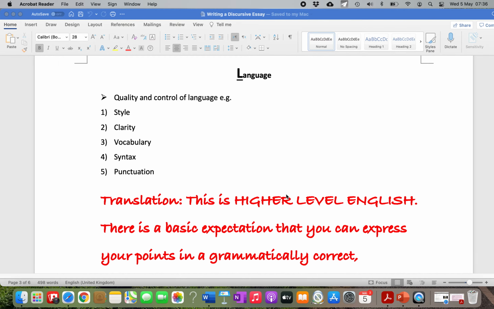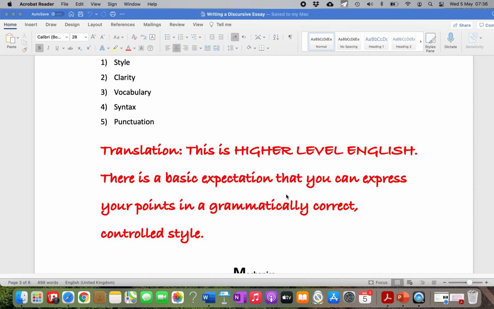The translation is, look, this is higher level English. There is a basic expectation that you can express your points in a grammatically correct, controlled style. So again, this is where a lot of students get very frustrated. Over the years, I'm doing this a very long time now, and you come across brilliant students, really hardworking, with excellent levels of understanding, no problem grasping the more complex or abstract ideas of the subject, but you know they're going to get a H4, and the reason is that their language skills are limited. They struggle greatly to express themselves, and this is an English exam.